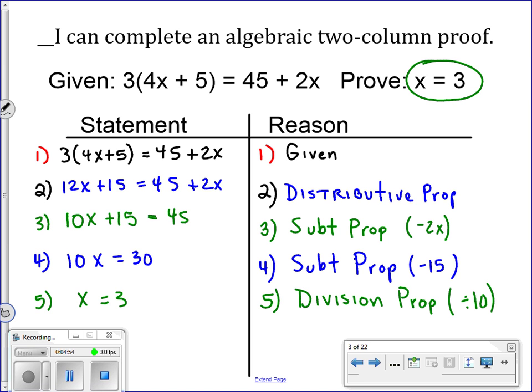You'll see that sometimes happening, and just ask me how to do that logically in a proof, how to flip it in your proof, okay? All right, very good. So there we have it. Let's go on to another one.